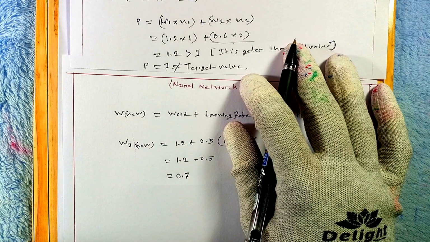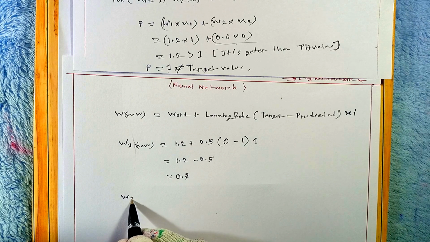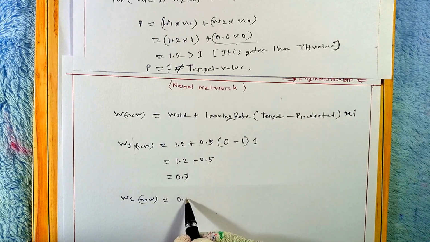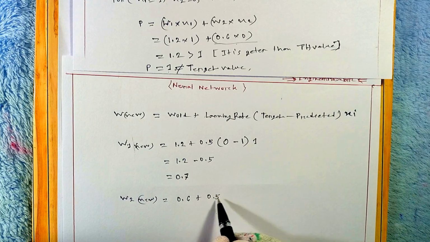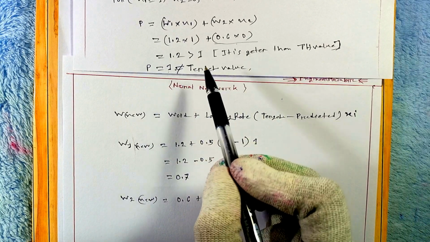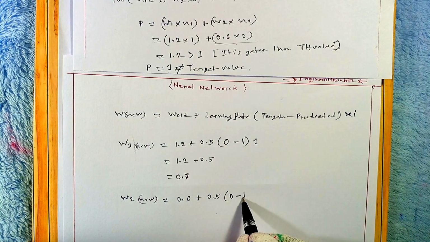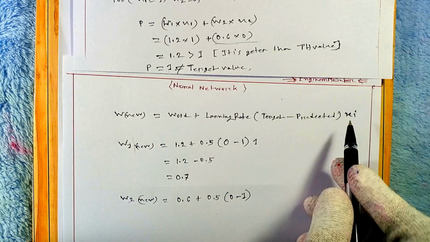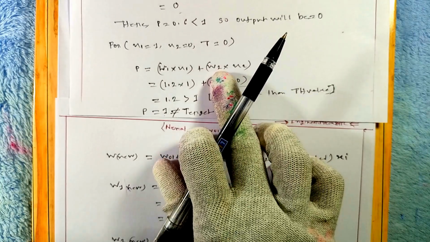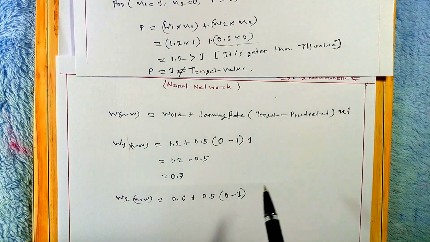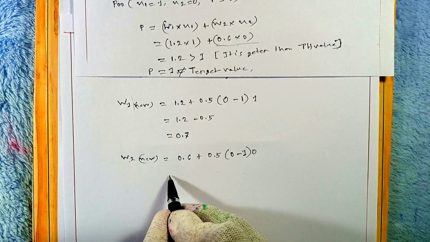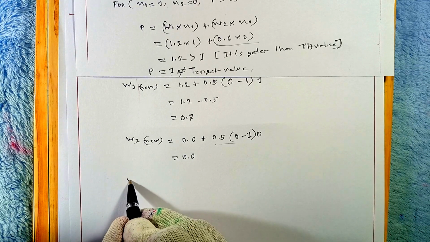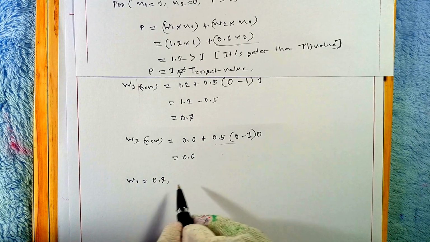Now we will find w2. W2 new will be w2 old, which was 0.6. We know the learning rate is 0.5. From there, our target was 0 but predicted was 1, so 0 minus predicted 1, and xi there will be x2 because we are searching for the value of w2. We know x2 is 0, so this value will be totally 0 and here will be 0.6. So we got our new w1 and w2: w1 will be 0.7 and w2 will be 0.6.